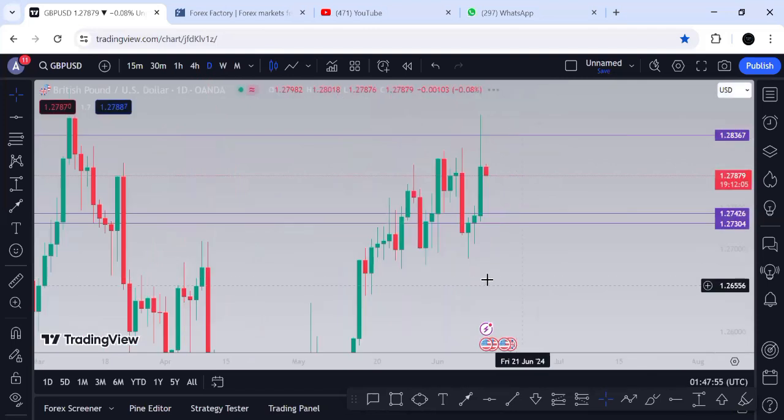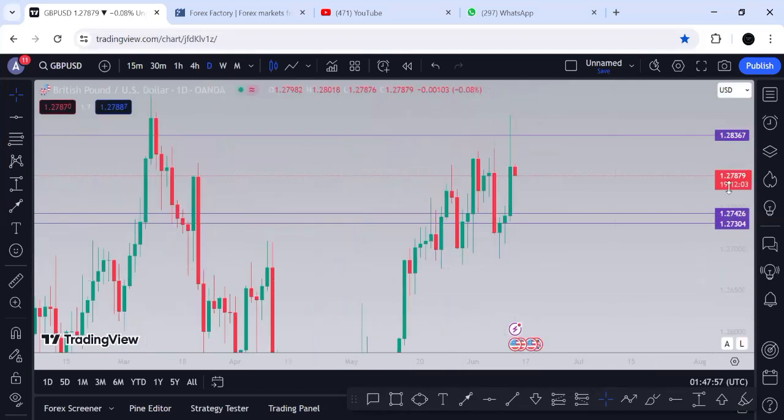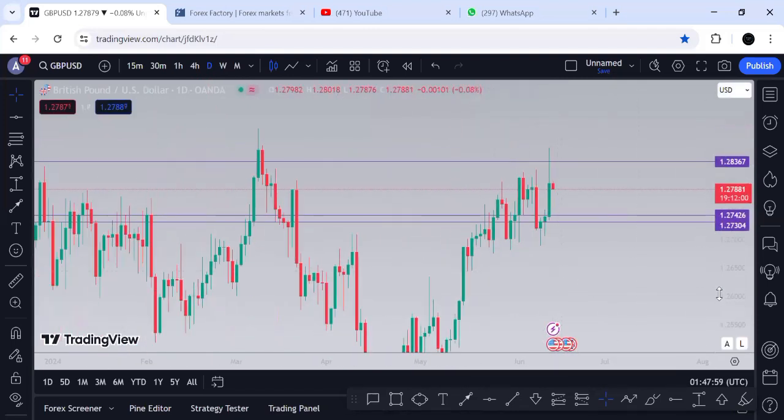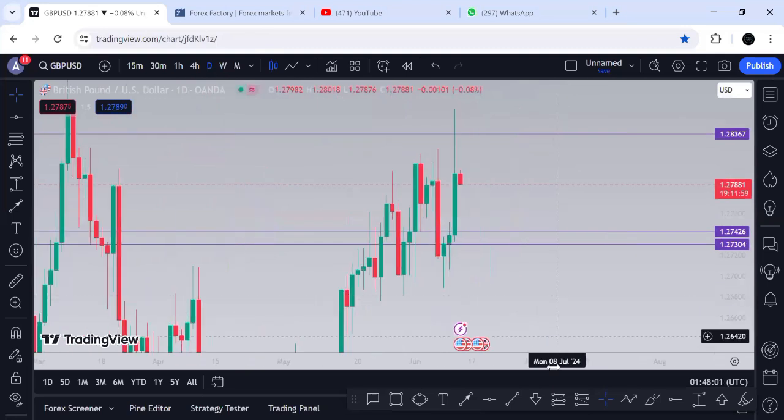On the daily time frame, I'm going to check the directional bias for the day. So we notice on the daily time frame, this is the 12th candle. This is the candle that we are going to work on. This big bullish candle. That's the candle.